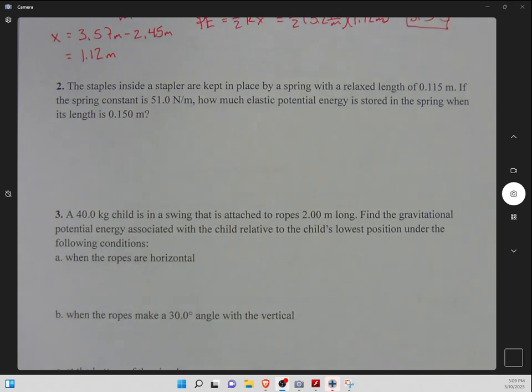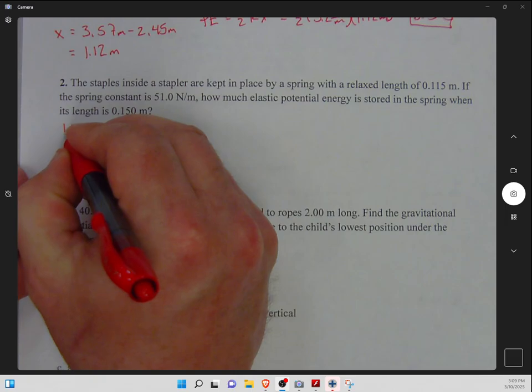Number 2. The staples inside a stapler are kept in place by a spring with a relaxed length of 0.115 meters. If the spring constant is 51.0 newtons per meter, how much elastic potential energy is stored in the spring when its length is 0.150 meters? So, some things that I know.